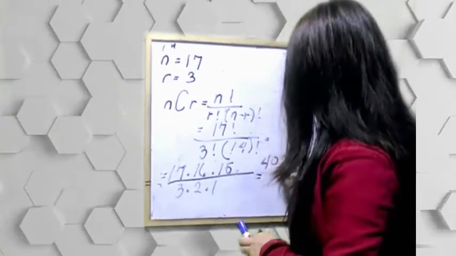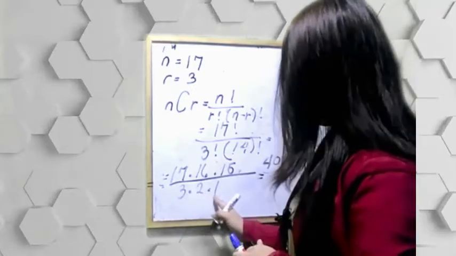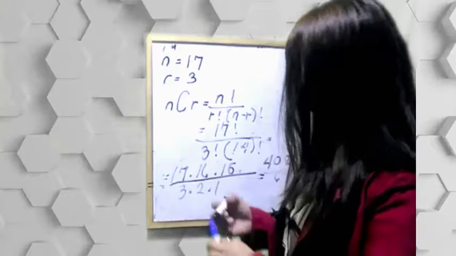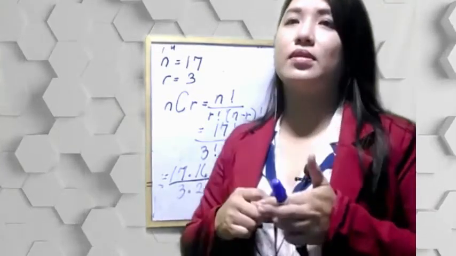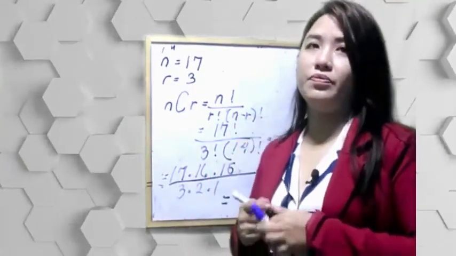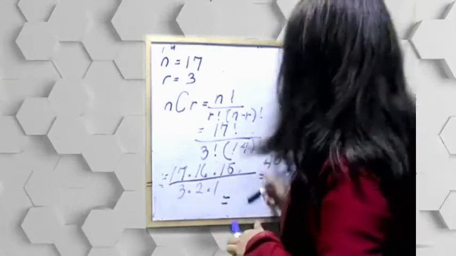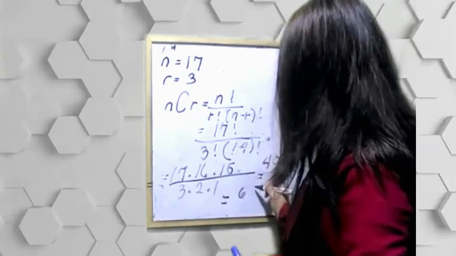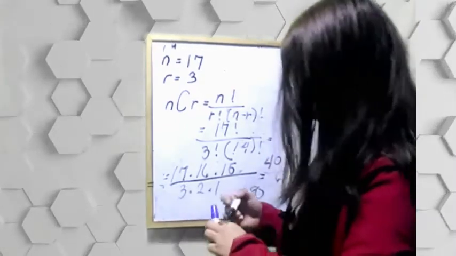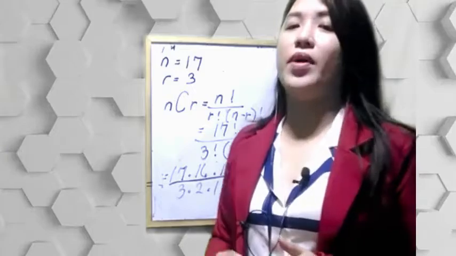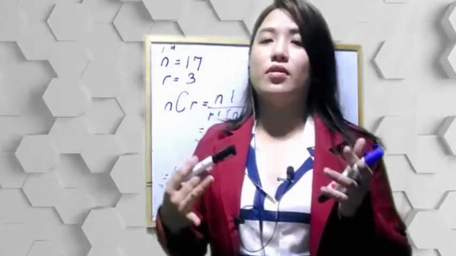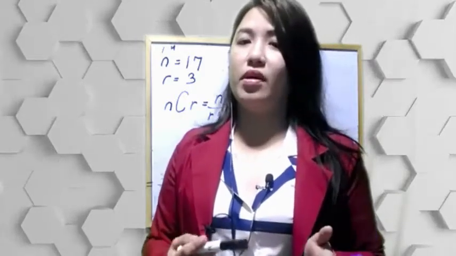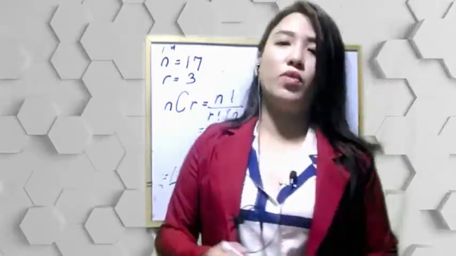4080 divided by 3 times 2, which is 6. 6 times 1 will give you 6. So we're going to solve 4080 divided by 6. You will have how much? 680. So you would have 680 possible combinations that you can have out of 17 softball players if you will be choosing 3 among the softball players to refill your water cooler.